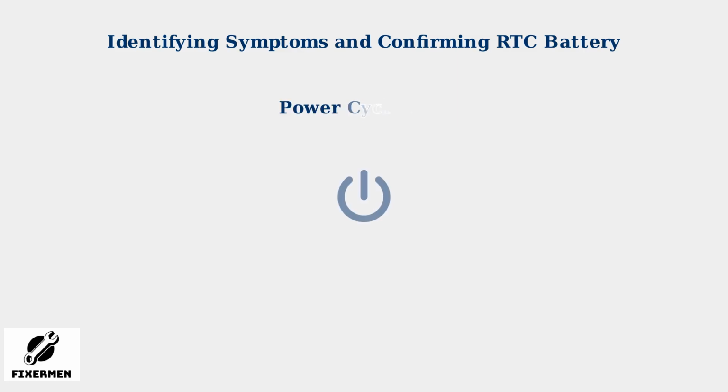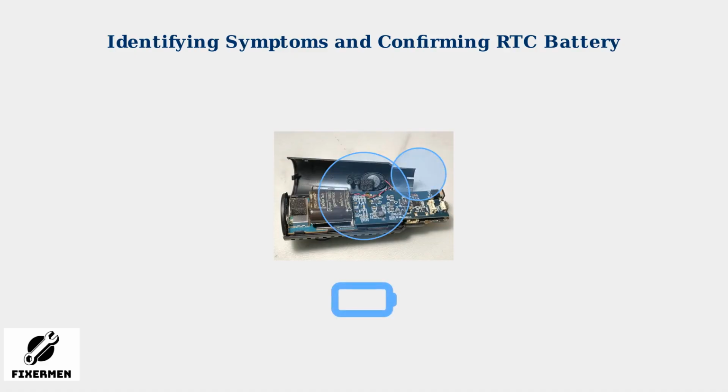A sure way to confirm is to disconnect and reconnect the power source. If the date and time reset to the default after this, the RTC battery is not holding a charge and needs replacement. The RTC battery is a small internal component that maintains the clock when the dash cam is not powered. When it fails, the camera cannot remember the correct time. You can see the internal components in this view of the dash cam's circuit board.